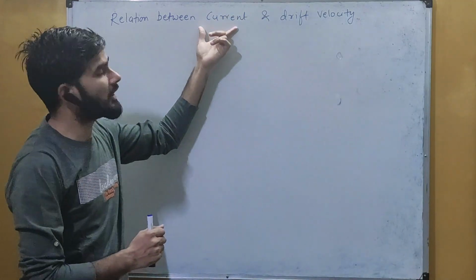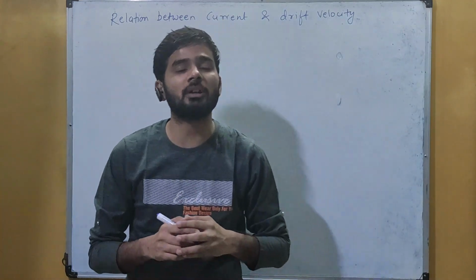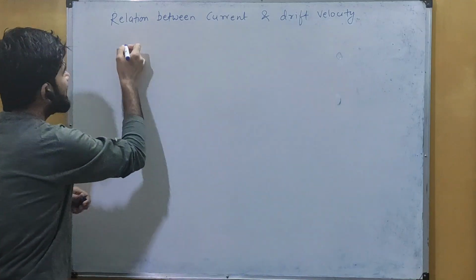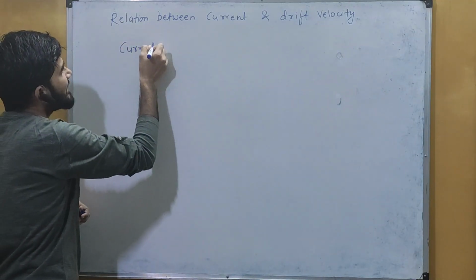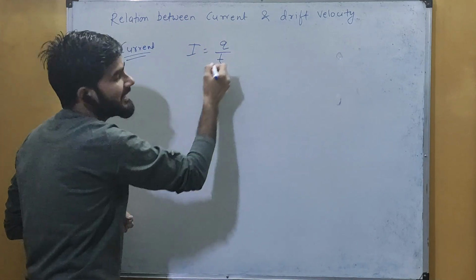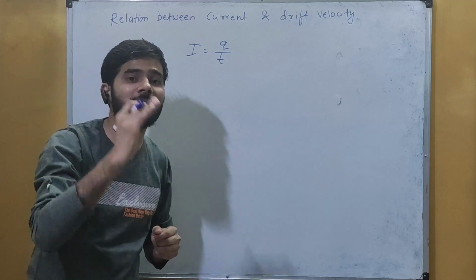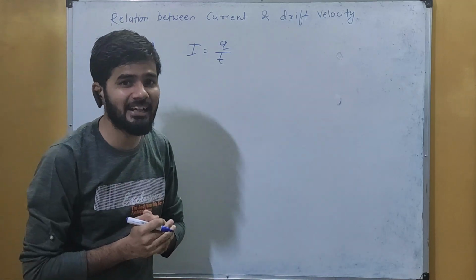Okay, but what is current? We have not studied the current yet. So first of all, let us study what actually a current is. We have studied this current in class 10th, that I = Q/T, that is the rate of flow of charge, or you can say the time rate of flow of charge, that is called electric current.